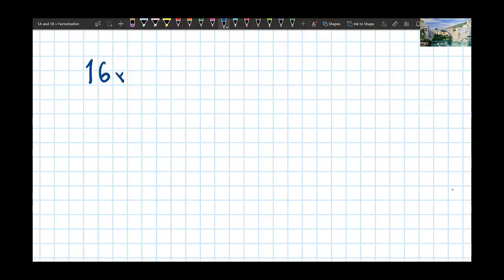16x squared minus 9y squared. So who will help me with this question? How can I factorize this expression? Okay, just raise your hand. Aydın? Yes. Okay. So you need to have more pluses. So you could help us.